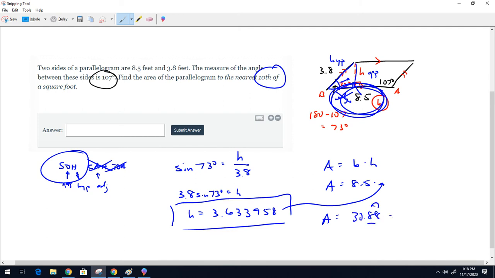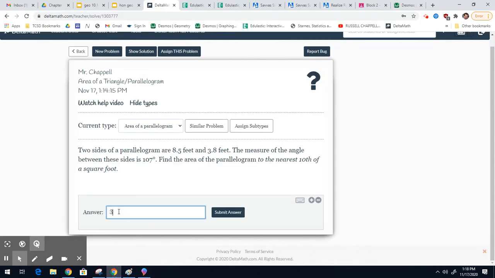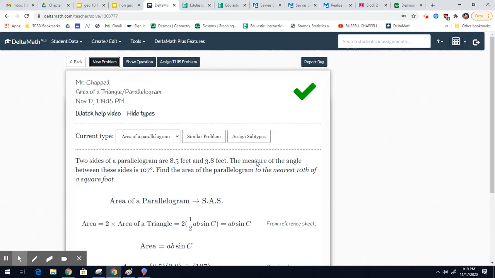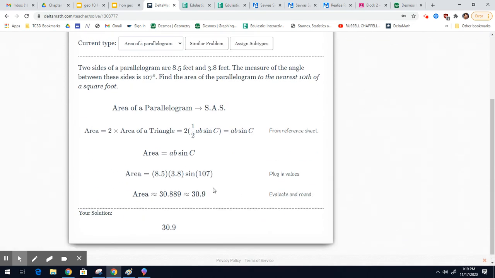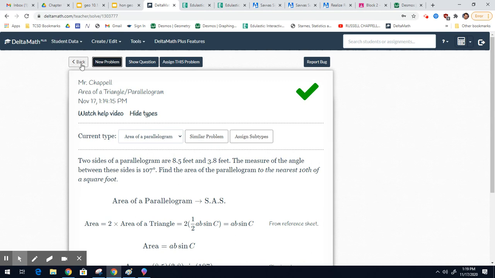This 8 makes that 8 become a 9. 30.9, and it would be feet squared. Let's try it. I'm nervous. 30.9 feet squared. Is that my answer? Oh, yeah. Loving it. Okay. All right, we'll do one more.